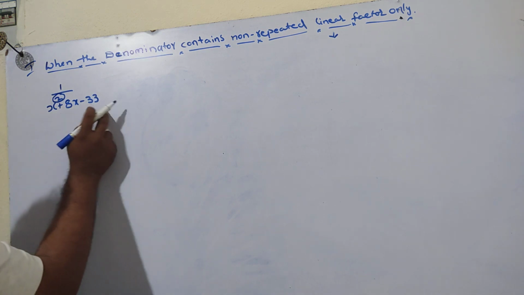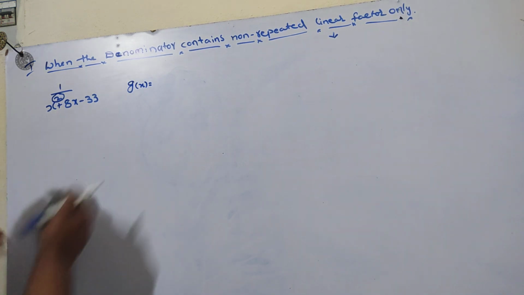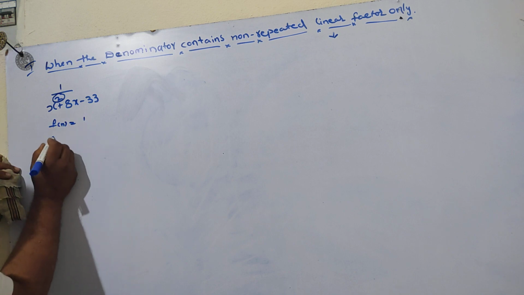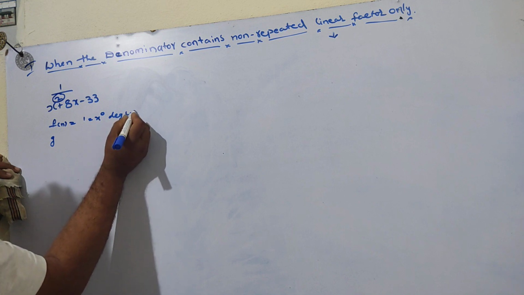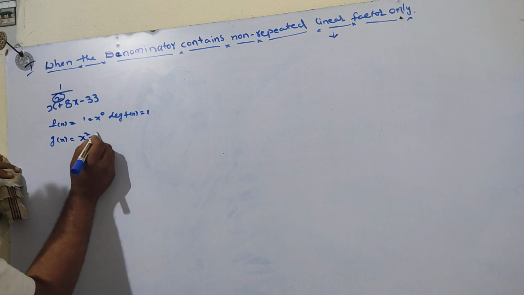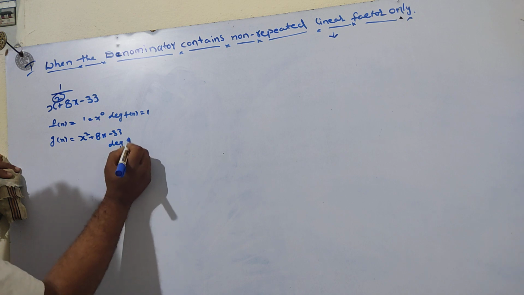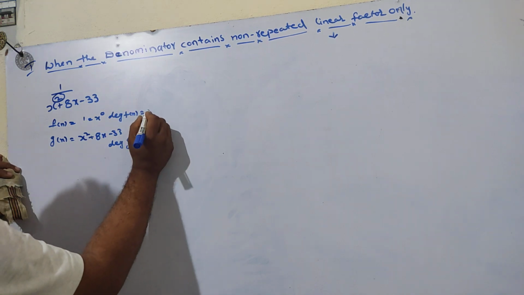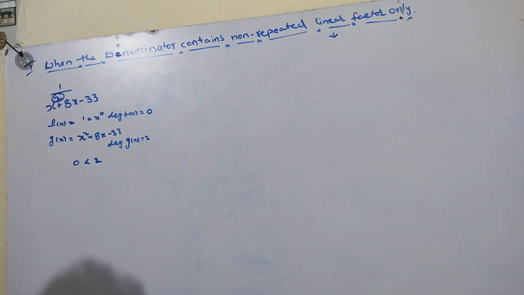So first of all we are checking g of x. f of x is equal to 1, which represents x to the power of 0, so the degree of f of x is 0. And g of x is x square plus 8x minus 33, so the degree of g of x is equal to 2. Sorry, I wrote 1, but here the degree is 0. 0 is less than 2.